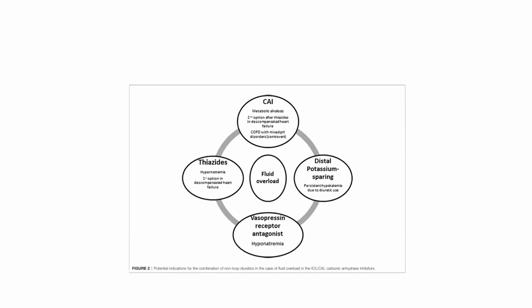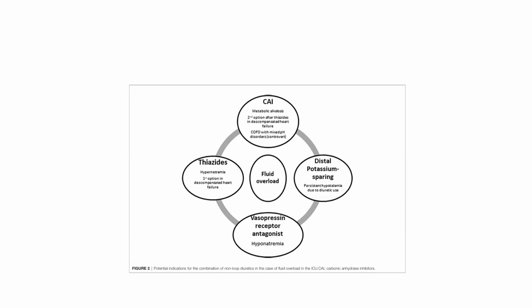This picture is showing the use of diuretics in different scenarios. The carbonic anhydrase inhibitor is mainly used when metabolic alkalosis is present. It is a second option after thiazide in decompensated heart failure, and is also used in COPD with a mixed pH disorder. Then the thiazides are mainly used in hyponatremia. It is the first option in decompensated heart failure.